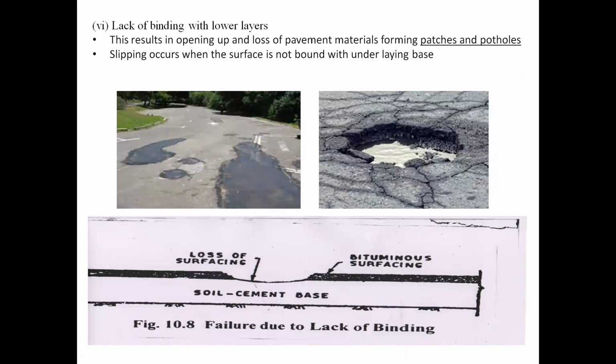The next type of failure is due to the lack of binding with lower layers. This results in opening up and loss of pavement materials, forming patches and potholes. Slipping also occurs when the surface is not bound with the underlying base. You can see that in the diagram.